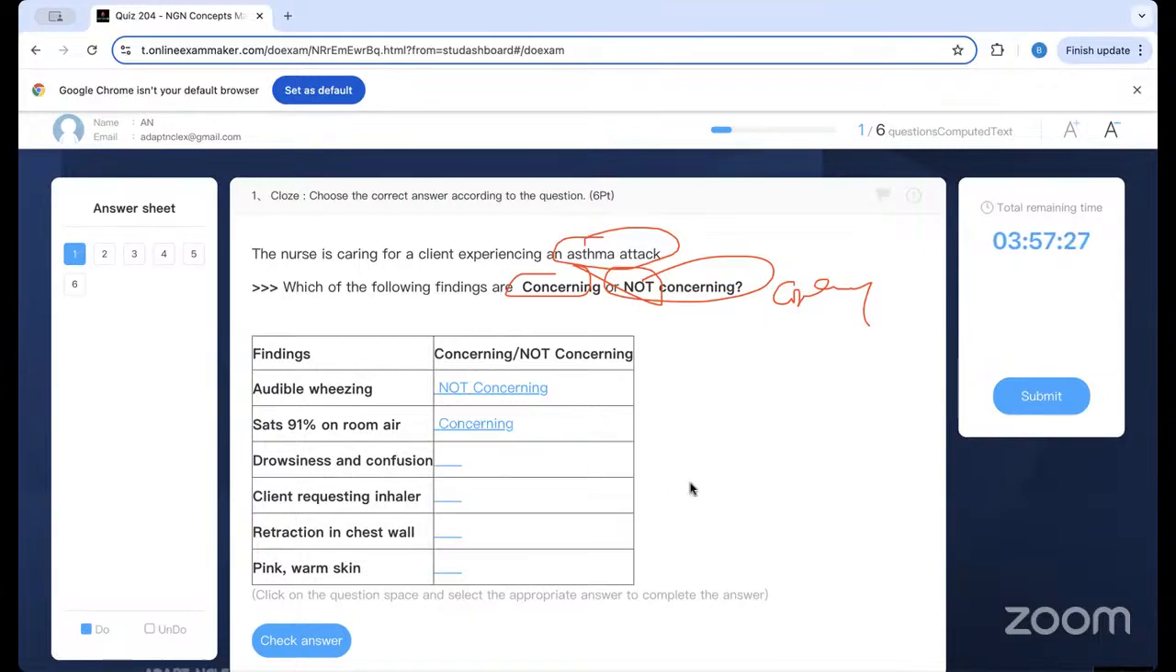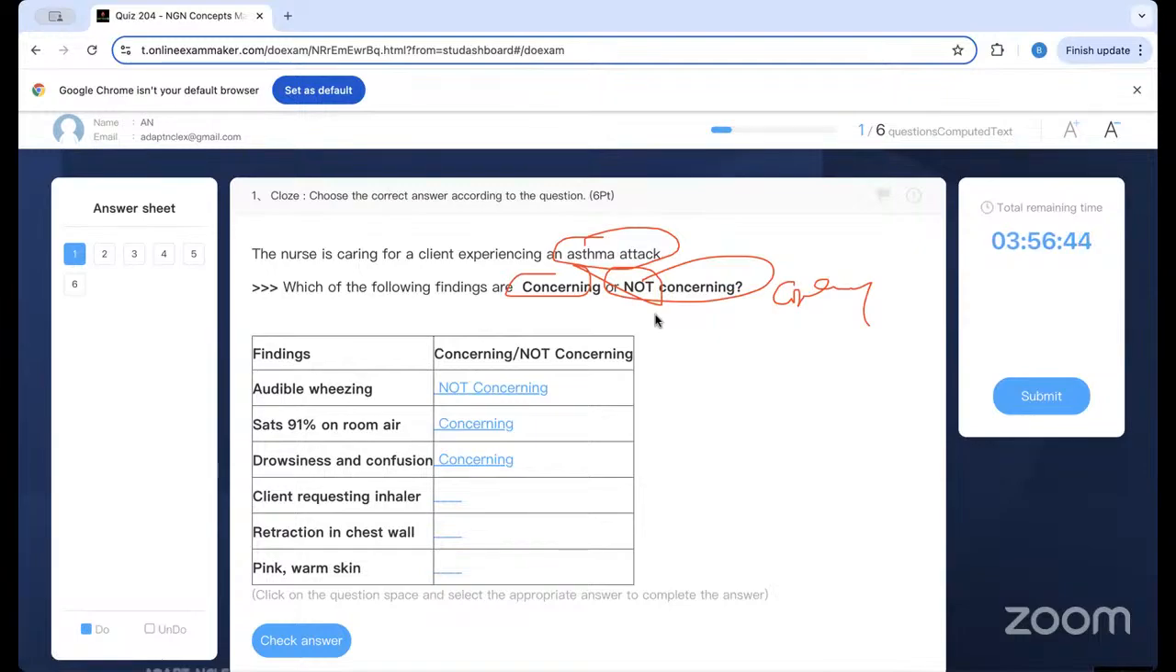An asthma patient who is having an asthma exacerbation and he has drowsiness, hey, I'm worried about it. That should be concerning to me. What do you think? The client is requesting an inhaler. Do you think this is concerning? If you're taking care of the patient and he is asking for an inhaler, do you think it's concerning? Based on the context, you know an asthma patient who is having what?